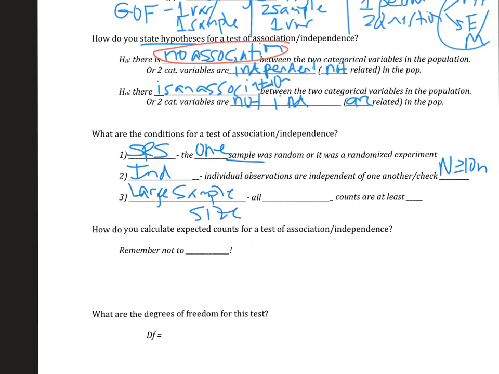All what counts? Yes, expected counts. You got it right. All expected counts are at least 5.